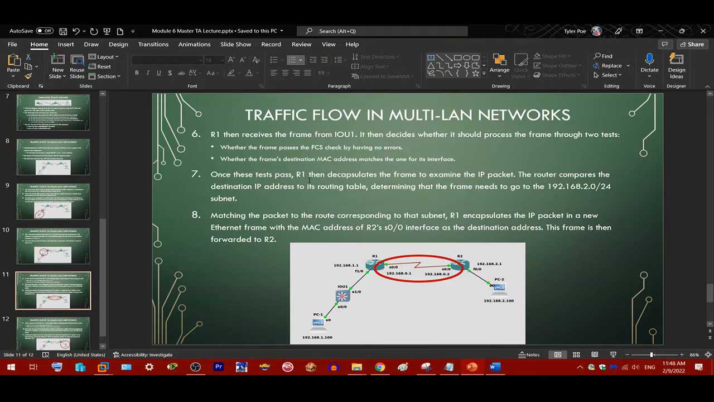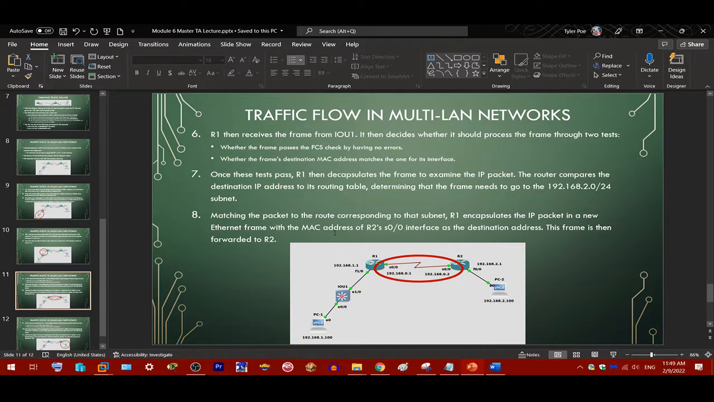Once these tests pass, router 1 decapsulates the frame to examine the IP packet. So the Ethernet frame that got the packet from PC1 to R1 is destroyed. It's no longer needed. It's decapsulated. The router then compares the destination IP address in the packet to its routing table, determining that the packet needs to go to the 192.168.0.2.0/24 subnet.